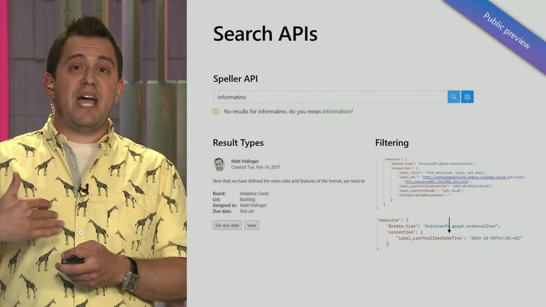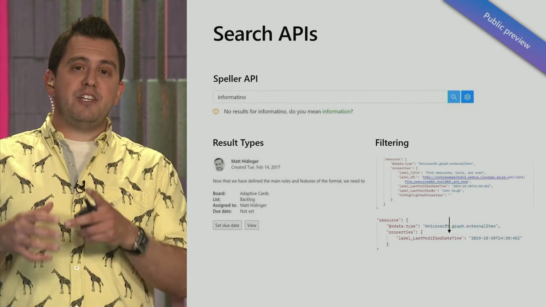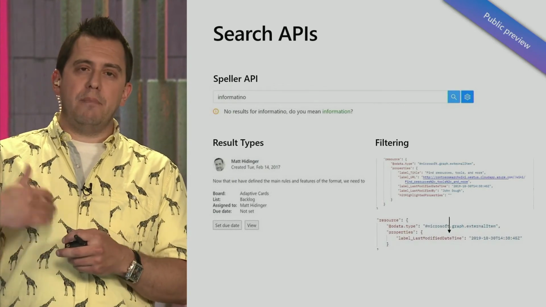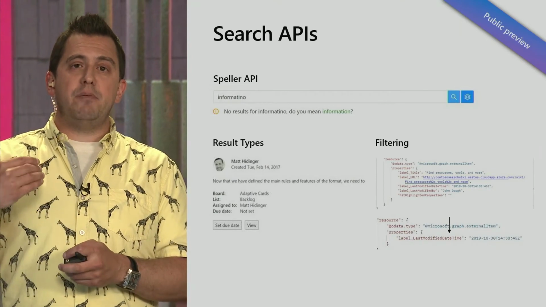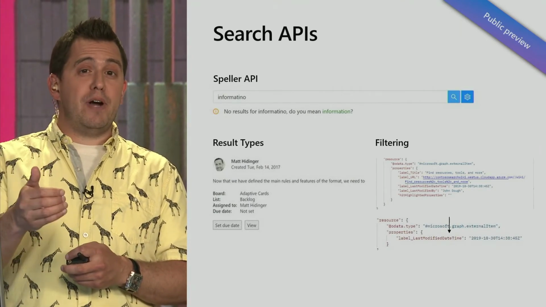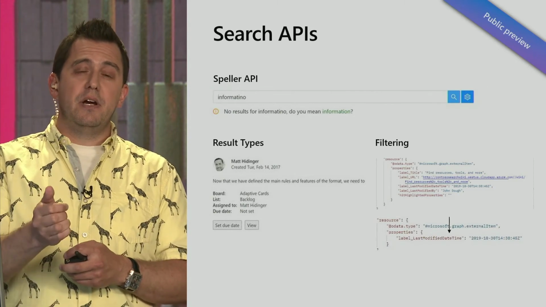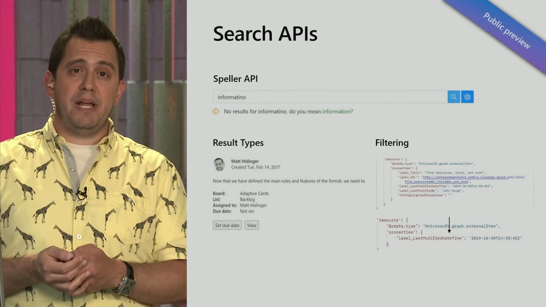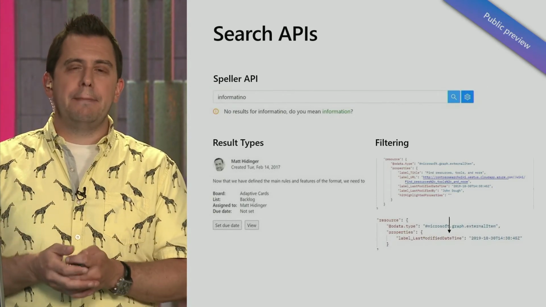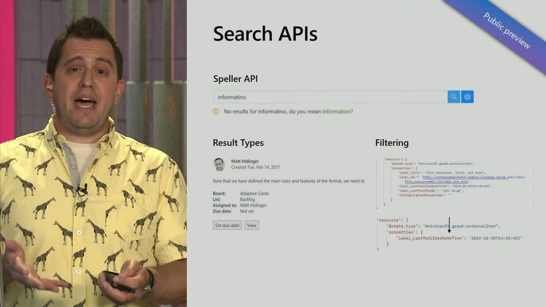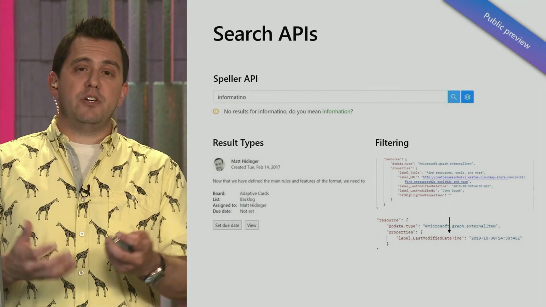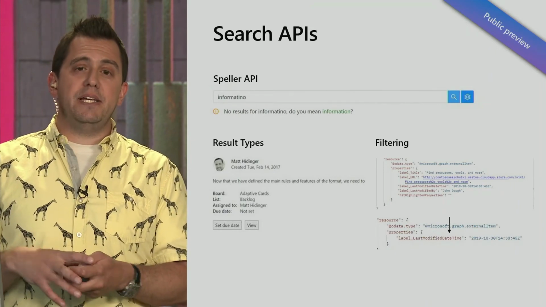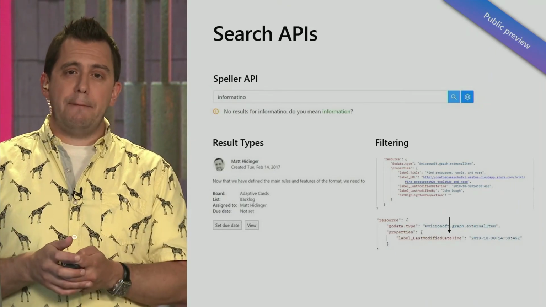In addition to that, we have a speller API. When I make a typo, when passing something through in maybe your own experience with the API, it'll not only return you the results for the incorrect spelling, but it'll also suggest results for the correct potential spelling, in this case, information. And then we have the result types using adaptive cards to render those results directly inside of all of those experiences we've talked about.